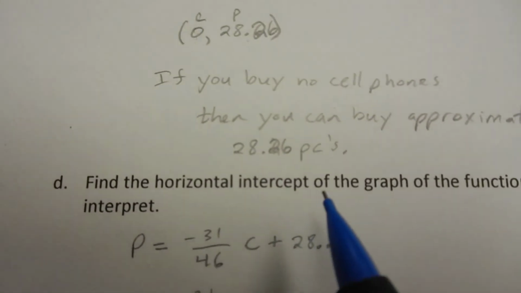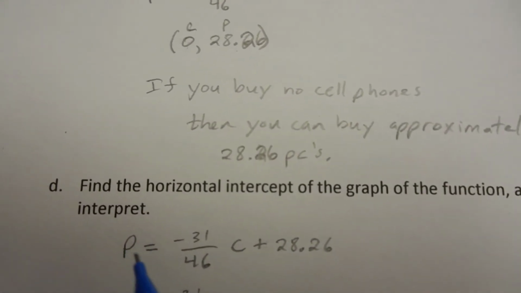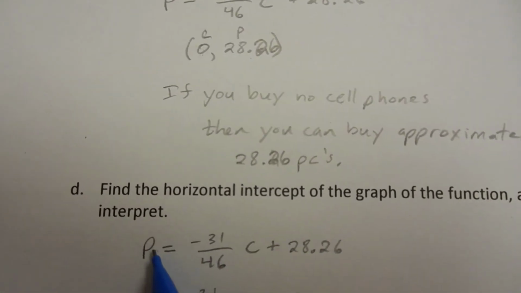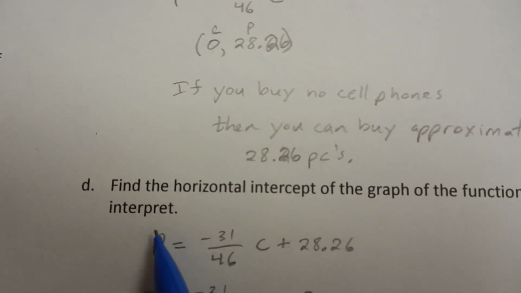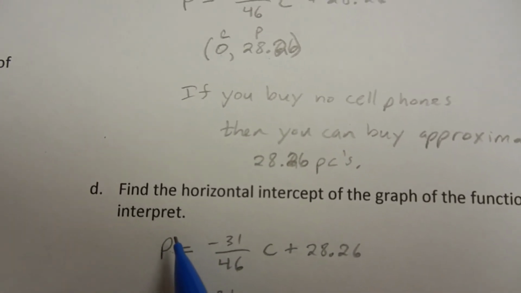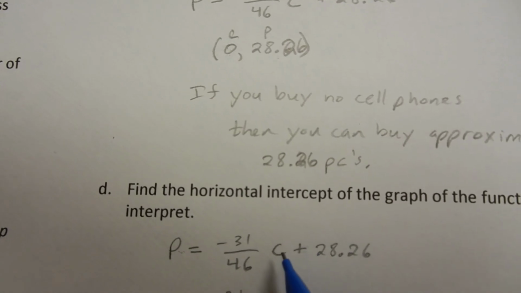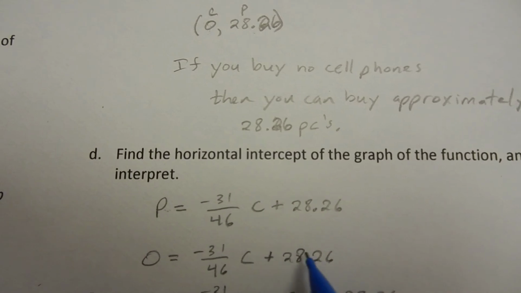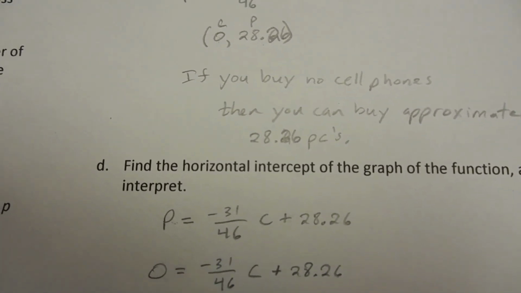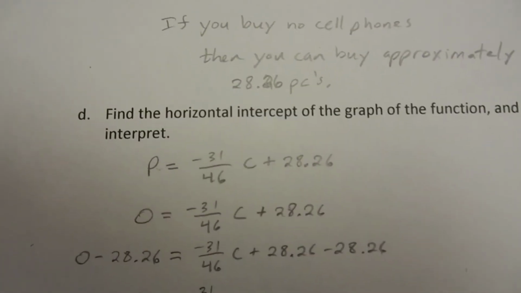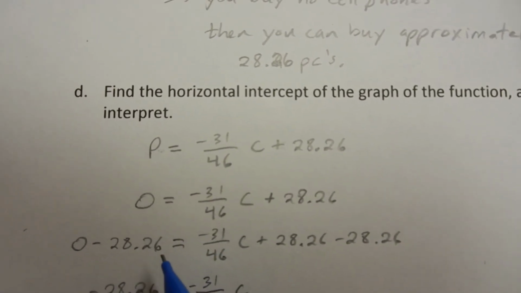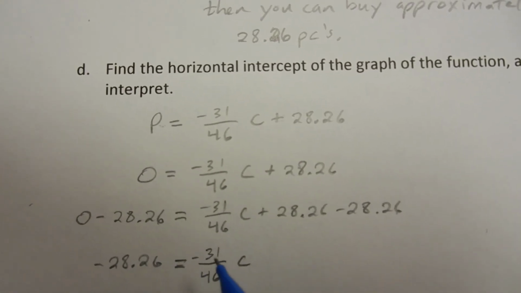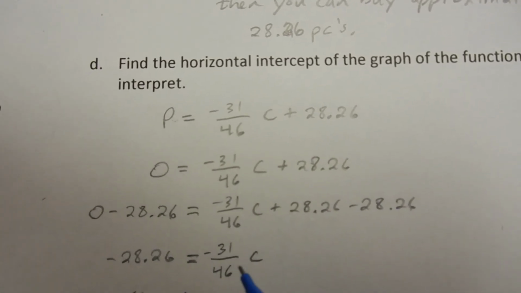All right, let's look at the horizontal intercept. Find the horizontal intercept of the graph of the function and interpret. So the horizontal intercept occurs when the output is 0. So we want to find out where this guy reaches the 0 marker. So replace that with 0 and solve for C. So it looks like this. To get C by itself, you've got to subtract that from both sides and then divide by that quantity. So let's subtract 28.26 from both sides. The left side will give me a negative 28.26. That goes away, leaving me with that.